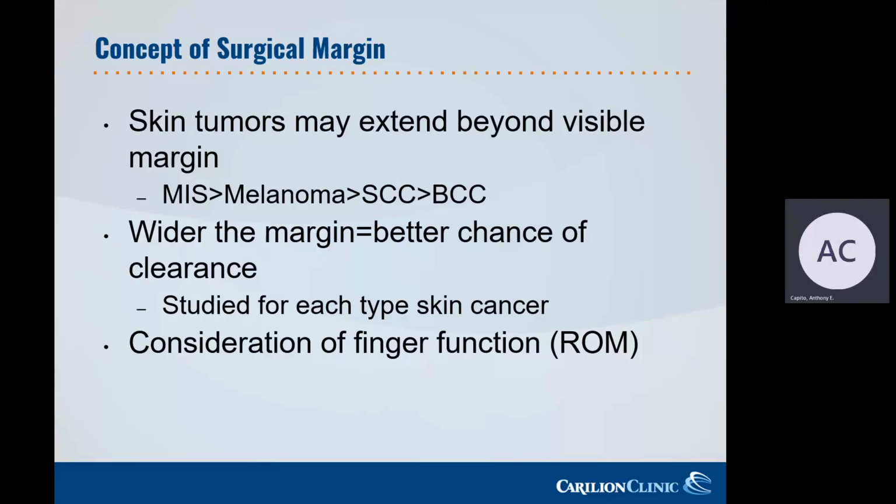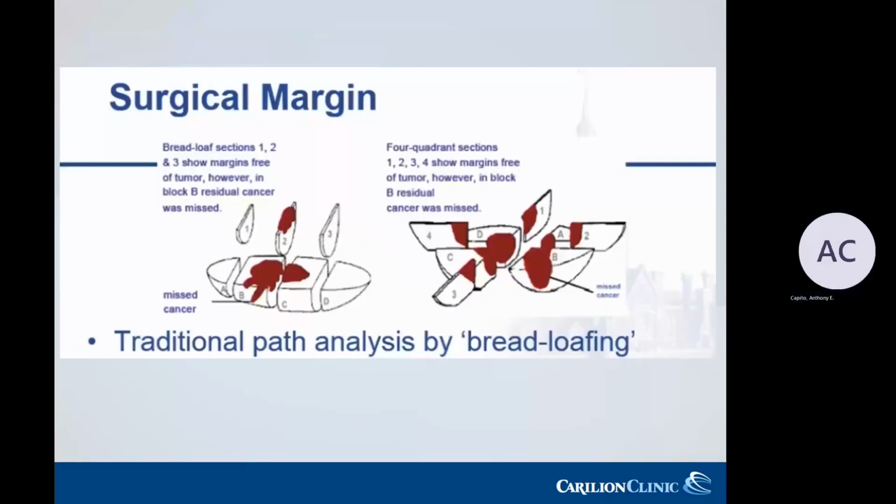And each of these have been studied and documented for each type of skin cancer, which we'll talk about when we break these down individually. And then also consider finger function when you're trying to determine a margin. Sometimes you have to think anatomic pathways and obtain a 1 centimeter margin just because a 2 centimeter margin may indicate a ray amputation, which may be overkill for some of these malignancies.